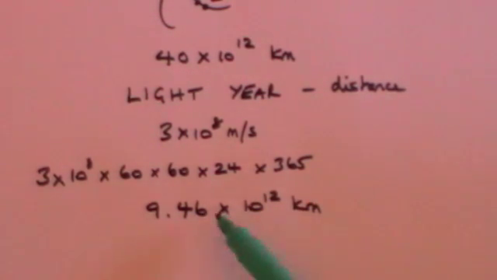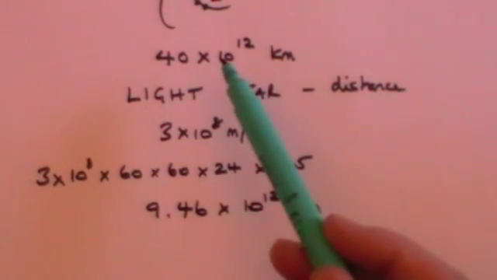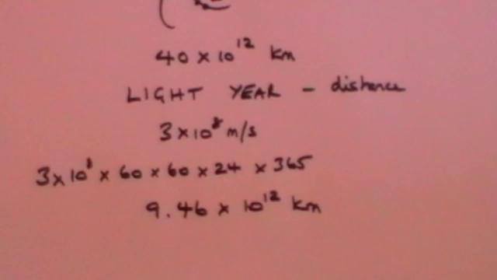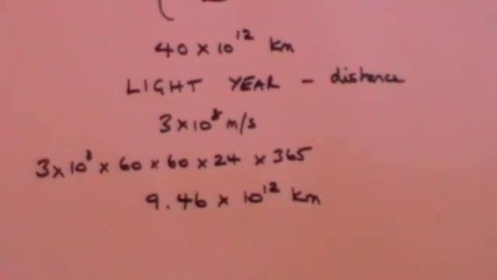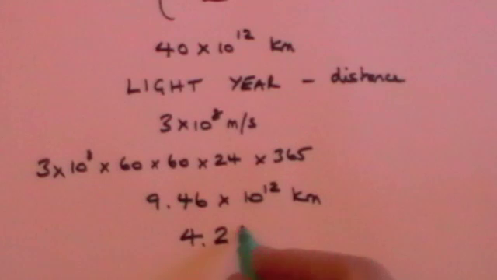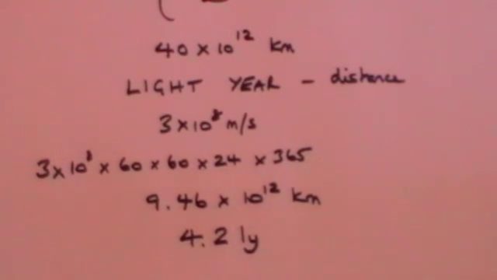And on that basis, as you'll see, if the nearest star is 40 times 10 to the 12 kilometres, then the nearest star is approximately 4.2 light years away. And that's a much more manageable number. So it's 4.2 times the distance that light travels in 1 year.